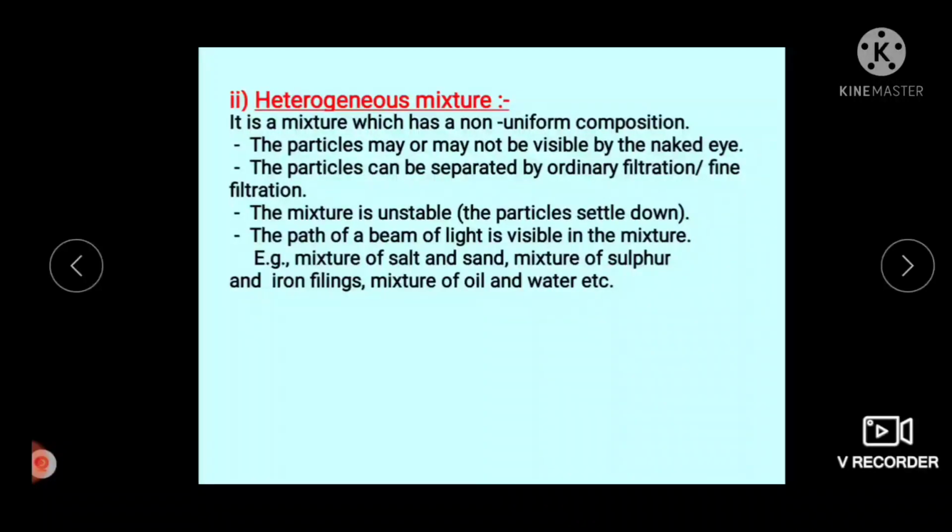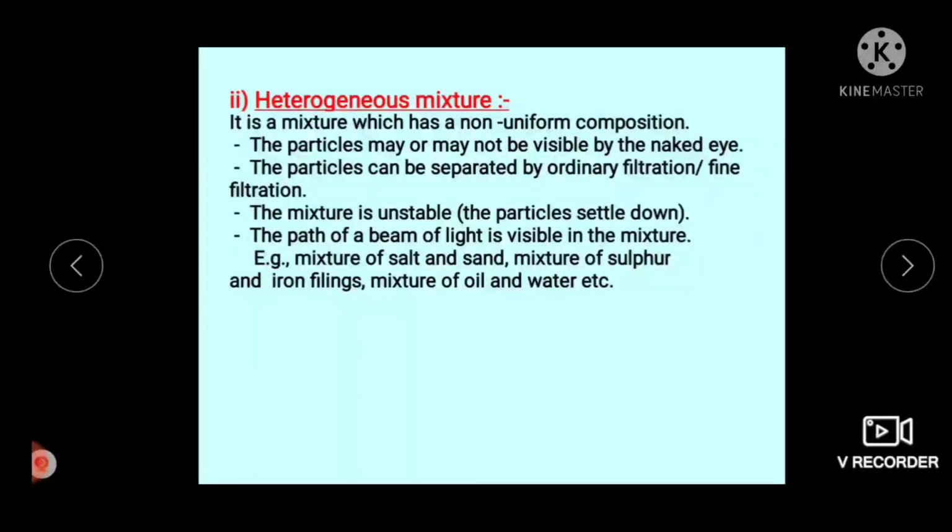The mixture of sugar and sand is a heterogeneous mixture because different parts of this mixture will have different sugar and sand composition. Some parts of this mixture will have more sugar particles, whereas other parts will have more sand particles. There is a visible boundary of separation between sugar and sand particles.